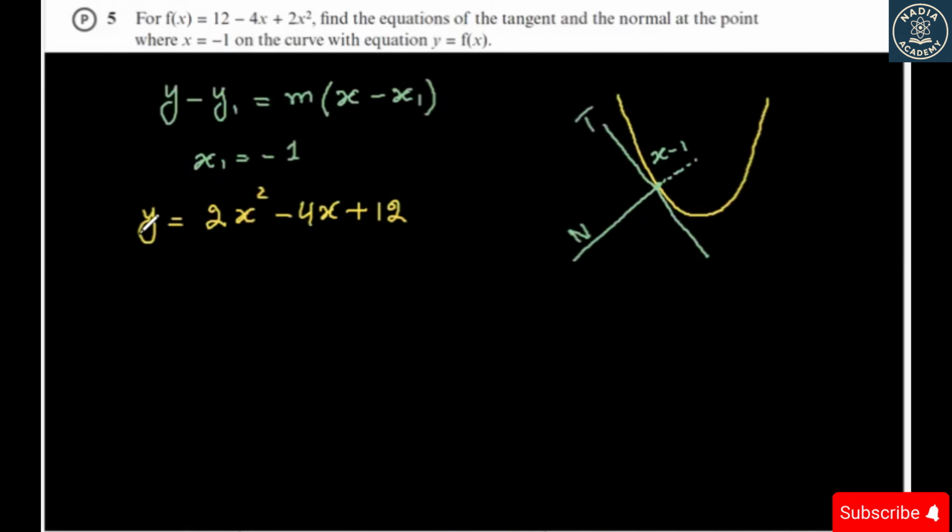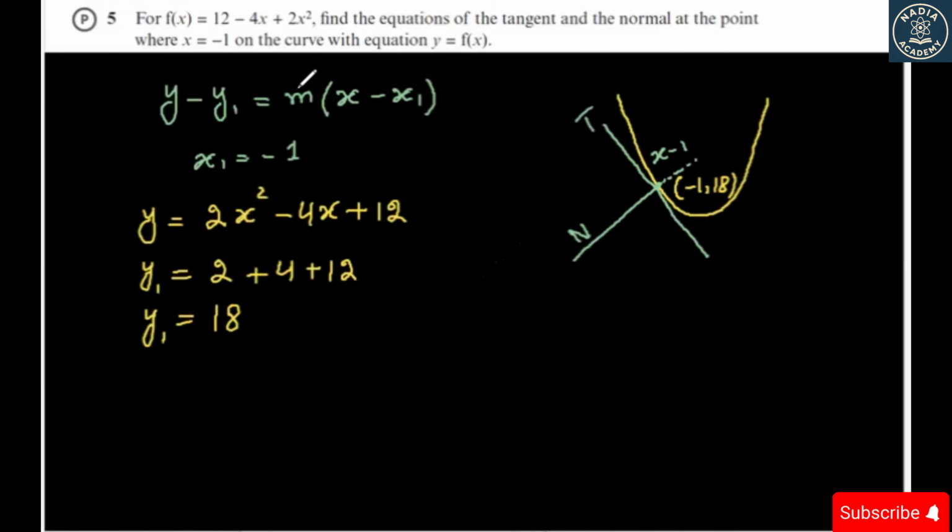So we can find the y coordinate by putting x1 equal to -1. Then our y1 coordinate will be: -1 squared is 1, so 1 times 2 is 2. Then -4 times -1 is +4, and plus 12. 12 plus 4 is 16, 16 plus 2 is 18. So our y1 is equal to 18. Now we know both coordinates of this point, -1 and 18. These are the two coordinates of our point where we have the tangent and normal.